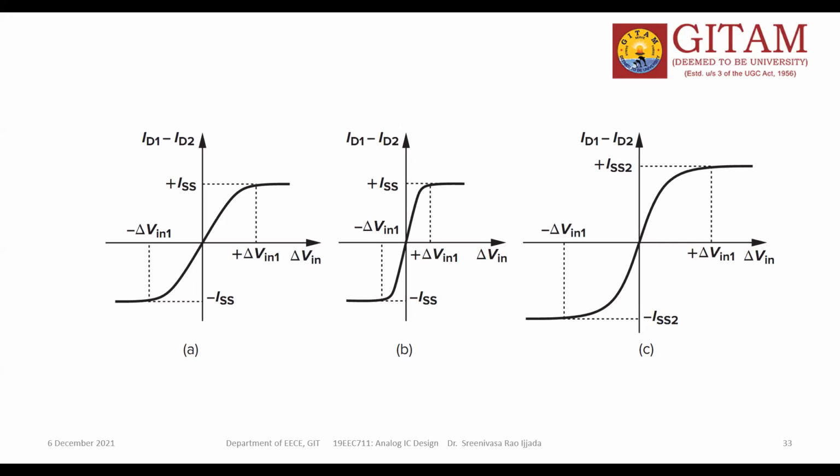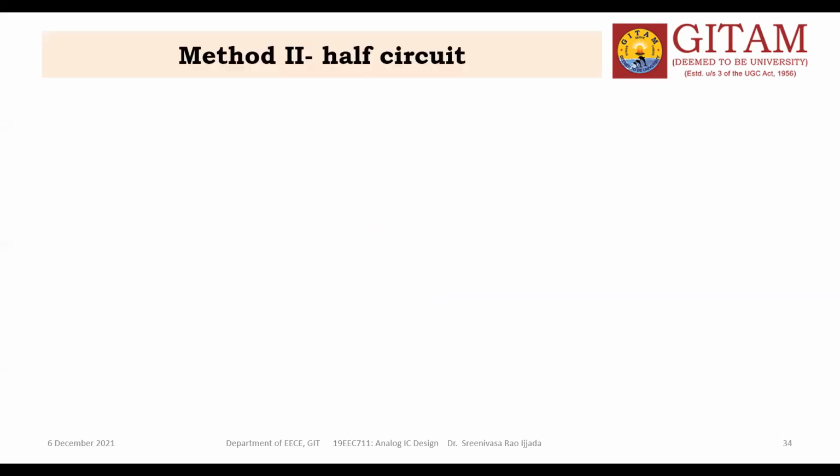So I will switch over to method 2. In method 2, what we are going to do? This is the half circuit method. Generally, this method is most widely used.